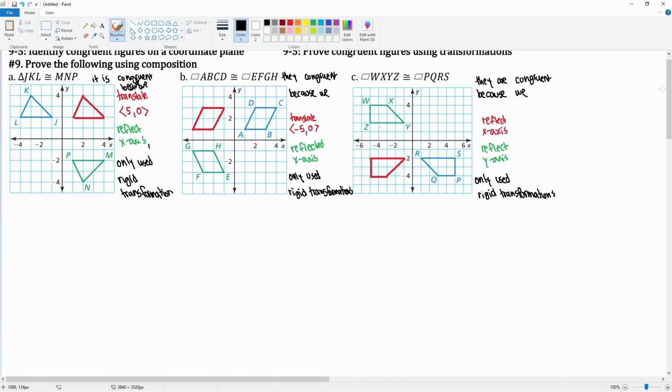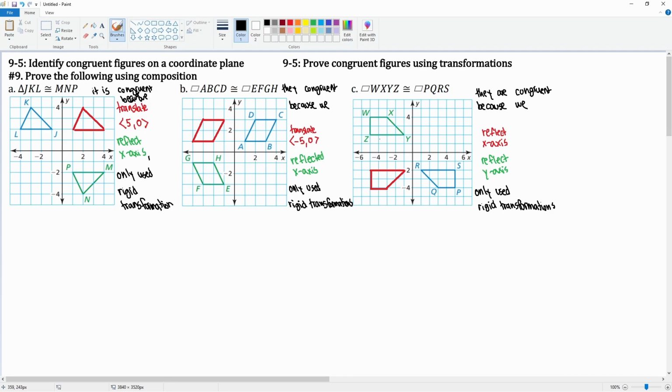And that is how you do it. There are multiple ways of doing it. Like you could have translated second, then reflected. So there are different ways of doing it. Make sure your answer is just correct. Okay, there you go.